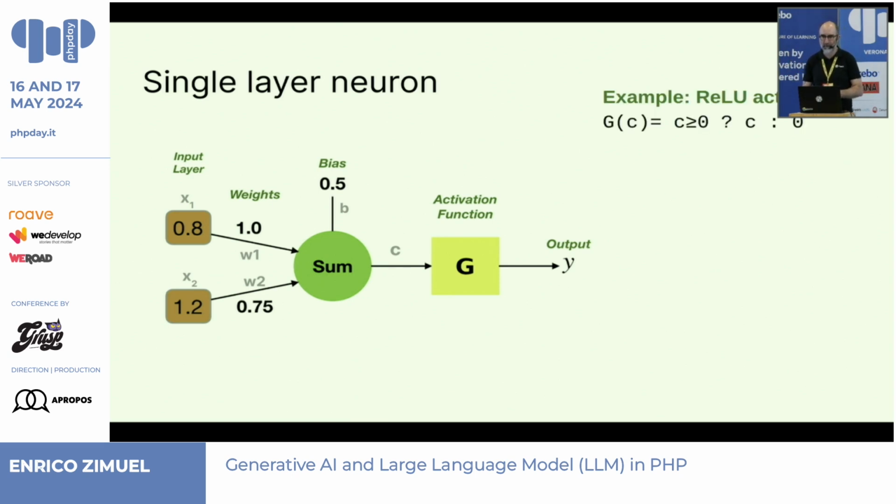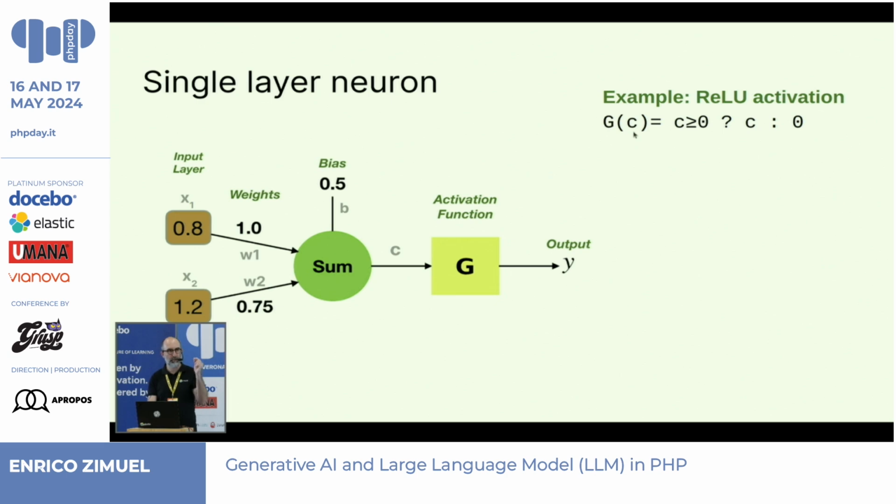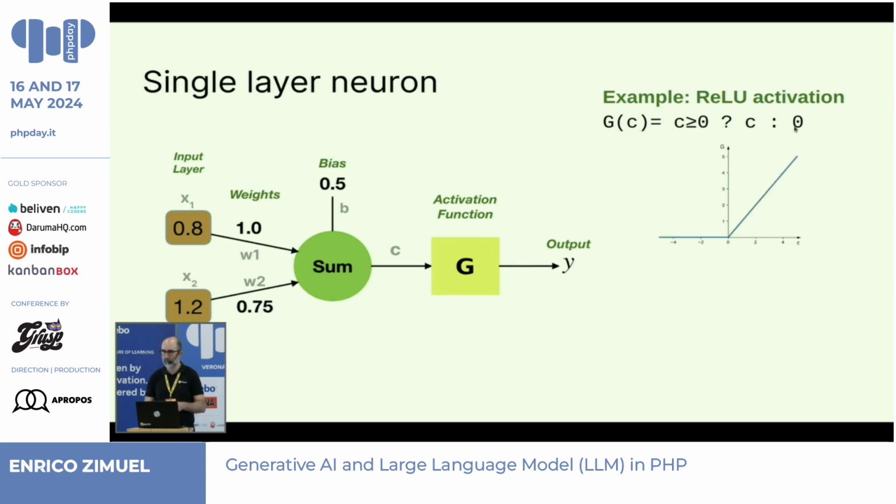There are a lot of possible activation functions. One of the simplest is the ReLU activation. Basically it is g(c), where g is this yellow box here, and c is the number that you put as input. If the number is greater than 0, the result is c. Otherwise, it's 0. If you plot this in a diagram, this is the function, very simple. All the negative numbers are 0. The positive is just the number itself, right?